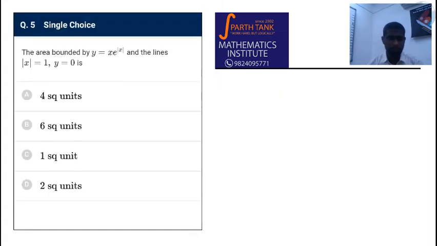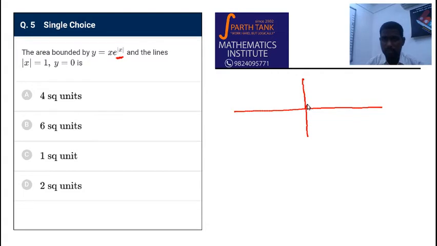Question number 5. The area bounded by y is equal to x e to the power mod x and the lines mod x is equal to 1, y is equal to 0 is. How is this curve going to look? x into e raised to mod x, okay? Now e raised to mod x is going to be a positive, even function, but x into e raised to mod x is going to make it an odd function.